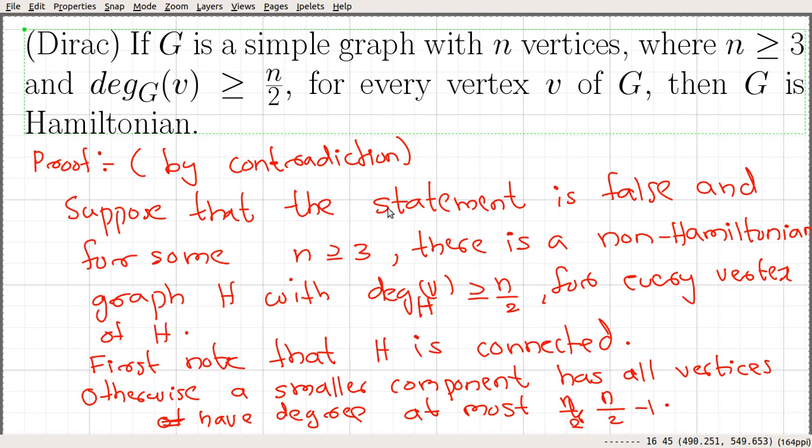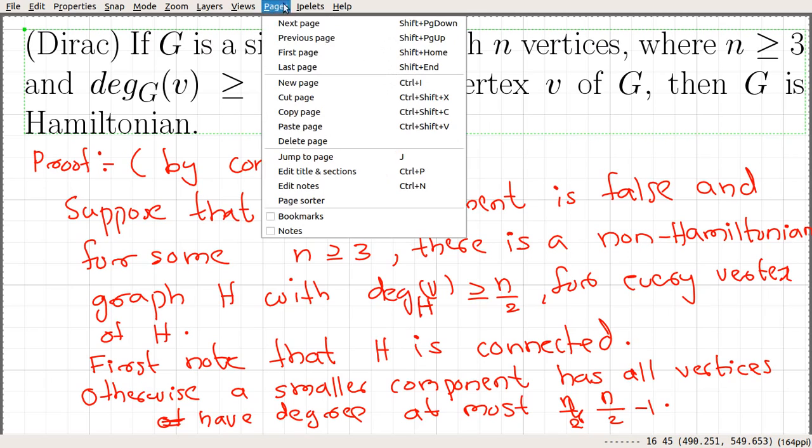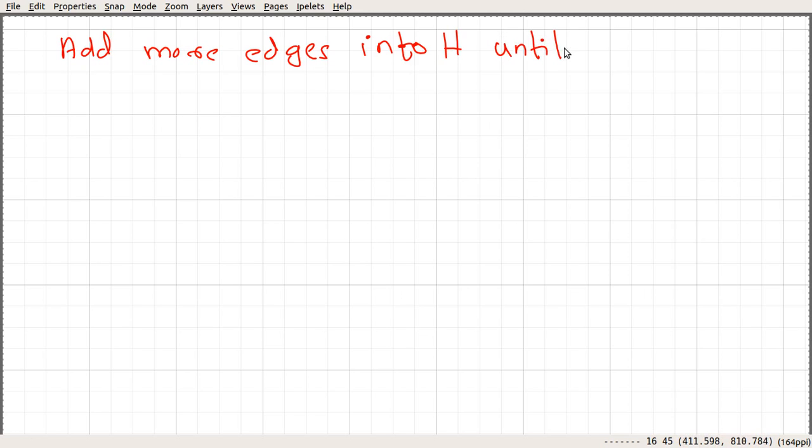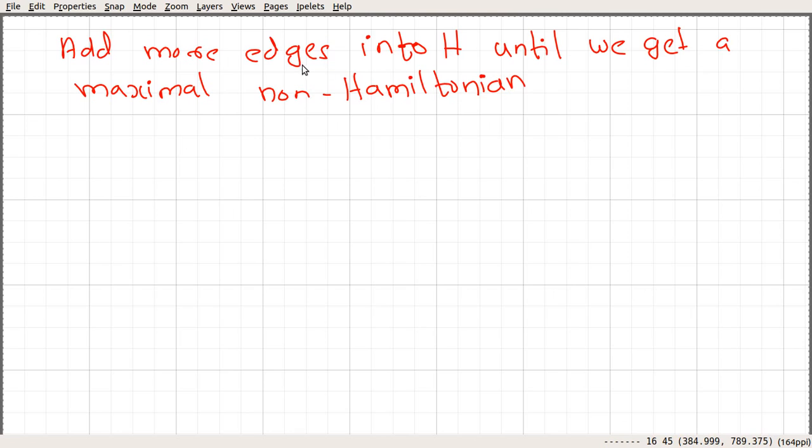So let's go and prove this statement by using this graph H. What we are going to do is take that H and add more edges into that graph H. So we are going to build a supergraph using this H. Add more edges into H until we get a maximal non-Hamiltonian graph.